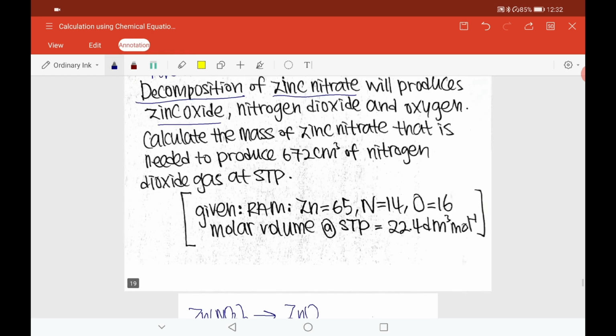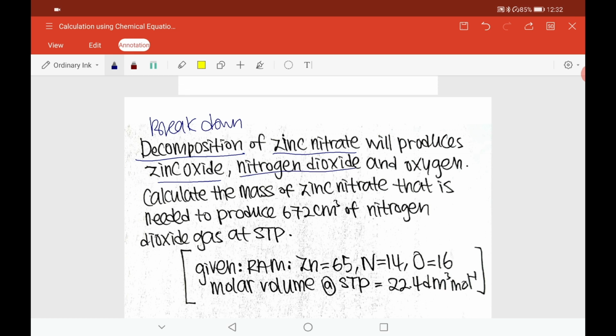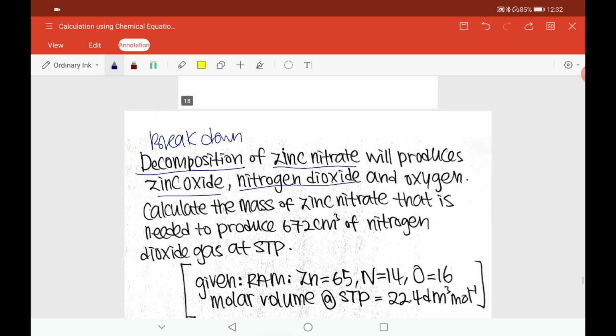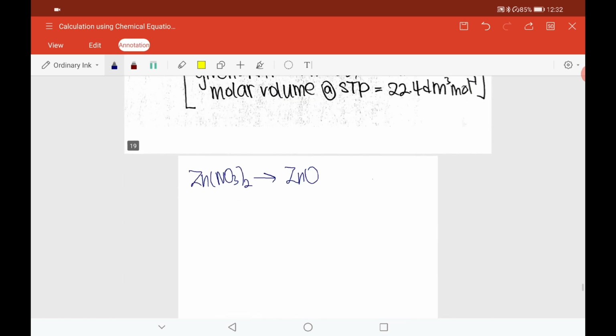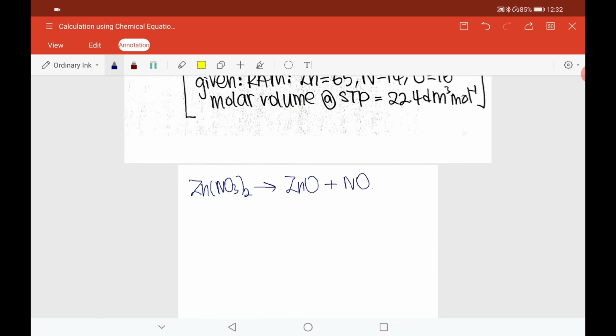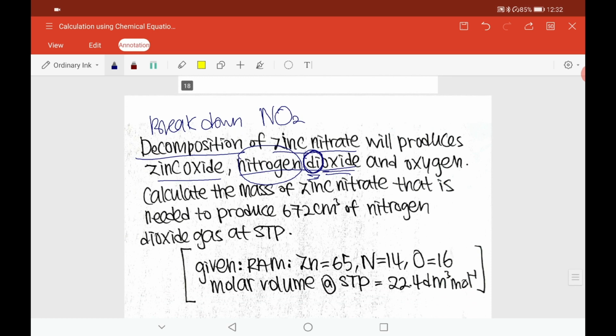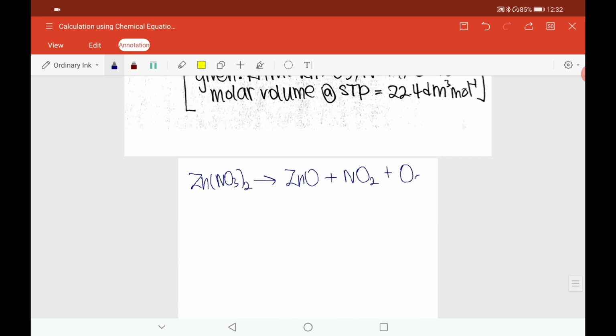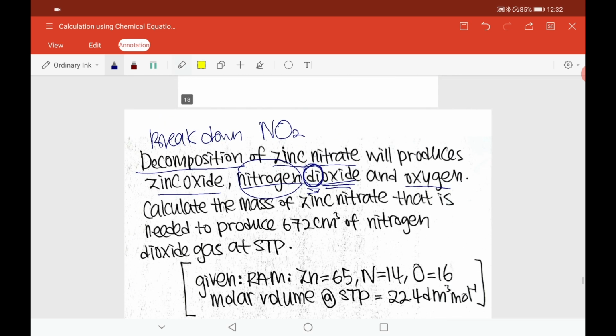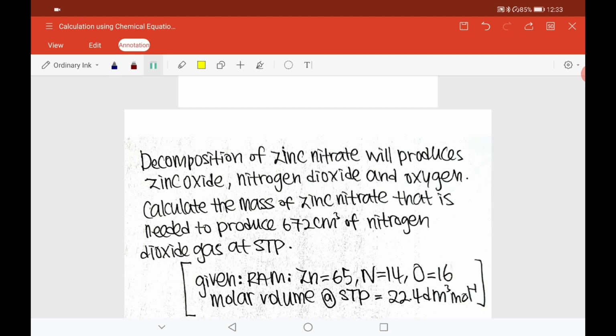Okay, what is the next thing? We have nitrogen dioxide. What is the formula? Nitrogen is N. Dioxide, di stands for 2, oxide is oxygen, O. So we have NO2. And lastly, we have oxygen, which here is O2. Now we already have all the formulas. After that, we need to balance the equation.